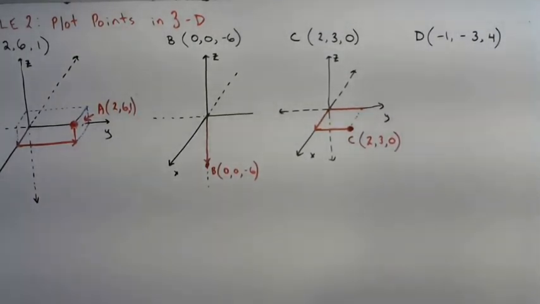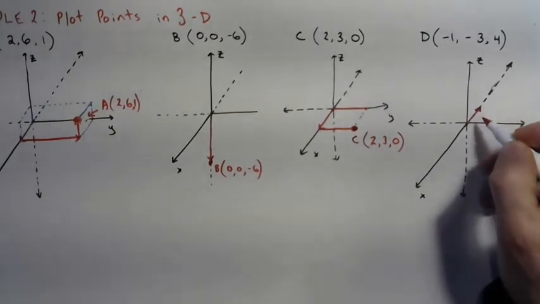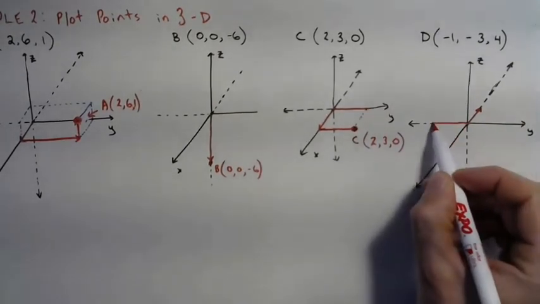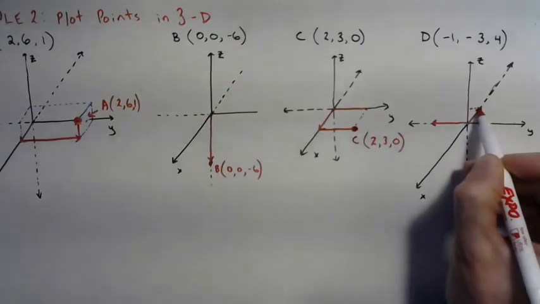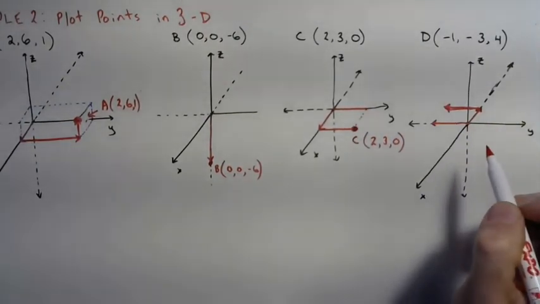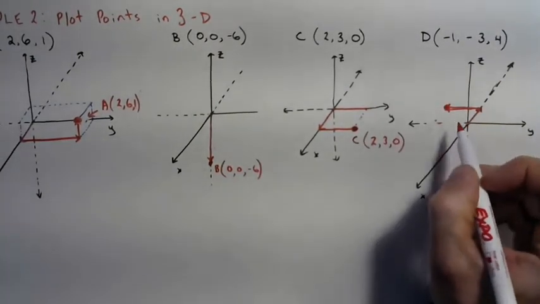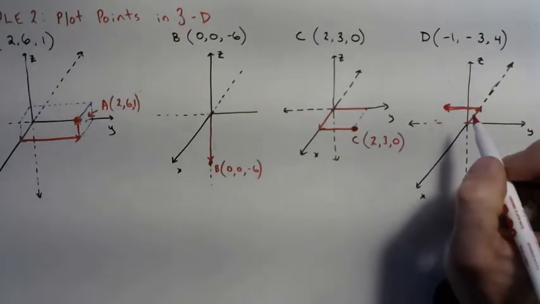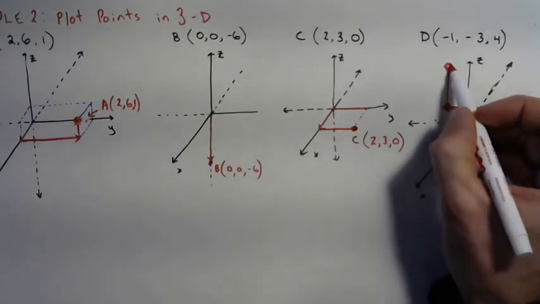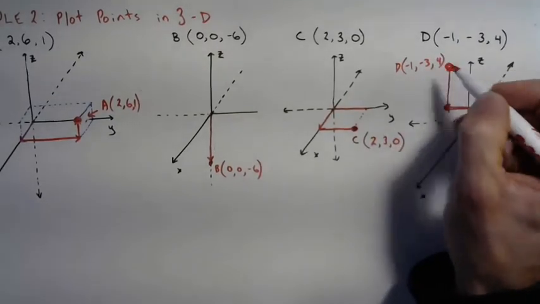And the last one, I won't make you watch me draw. Point D, negative 1 along the X, negative 3 along the Y. 1, 2, 3. This I shouldn't have drawn, that should be dotted, but this is our point of interest so far. And now 4 up in the Z direction. 1, 2, 3, 4. Okay, there's our point. Point D, -1, -3, 4.